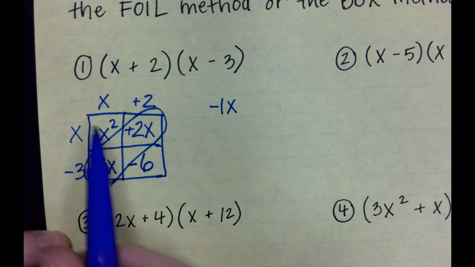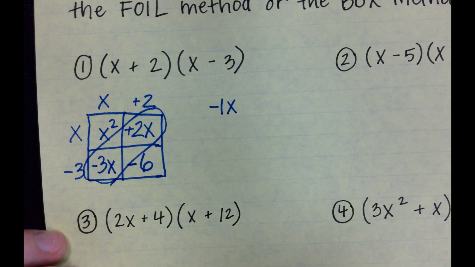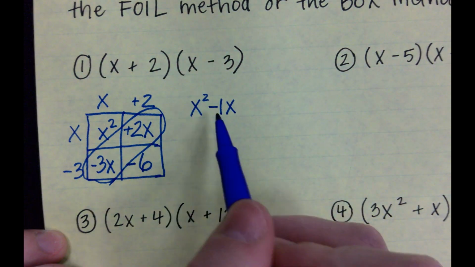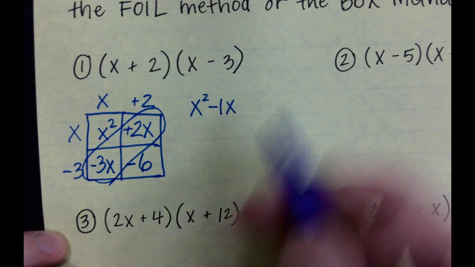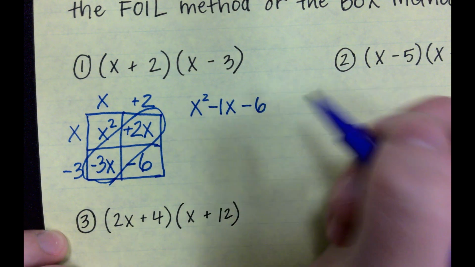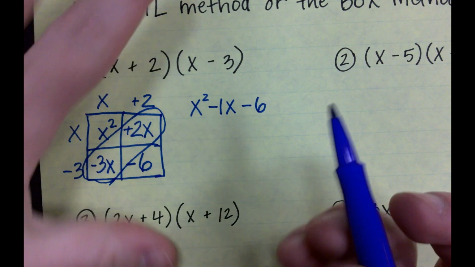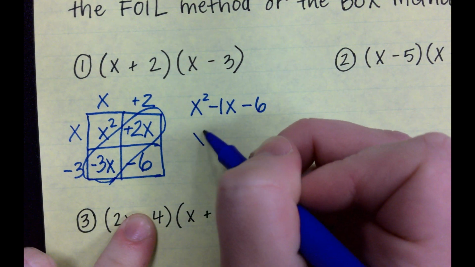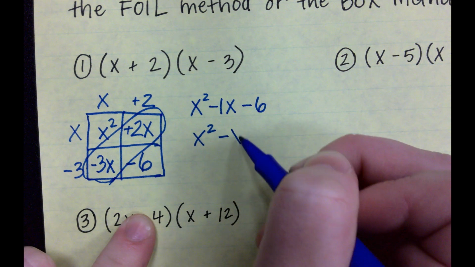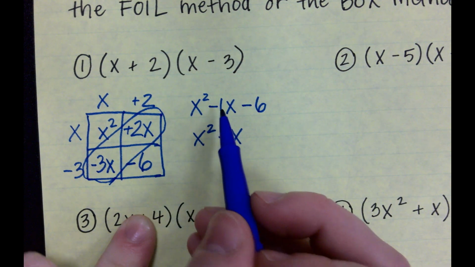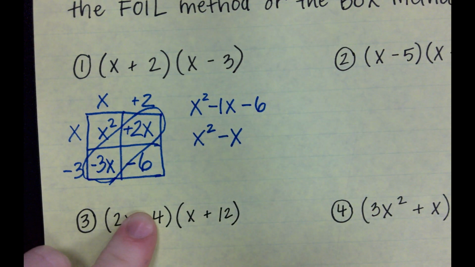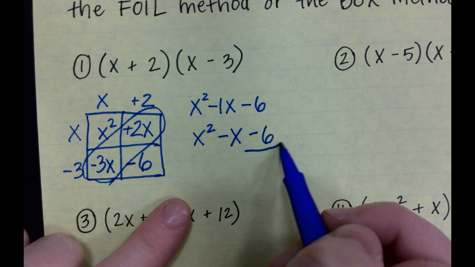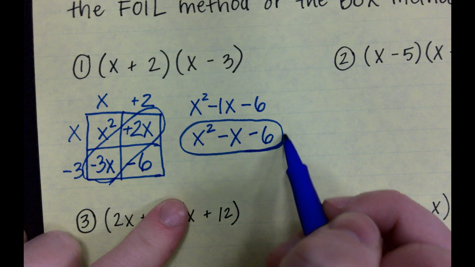And what do I do with the rest of my terms? X squared, the second power. Yeah, x squared minus 1x minus 6. Perfect. And that would be my answer. However, a more simplified version of that would be x squared minus x. We don't need to write the 1. Anytime we've got a 1 next to a variable, we don't need it. Minus 6. So this would be your answer.